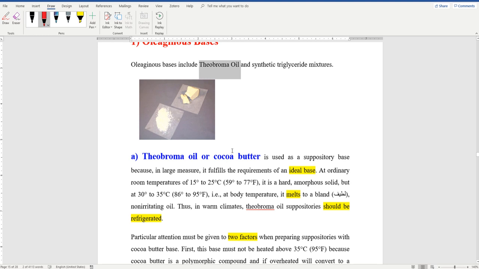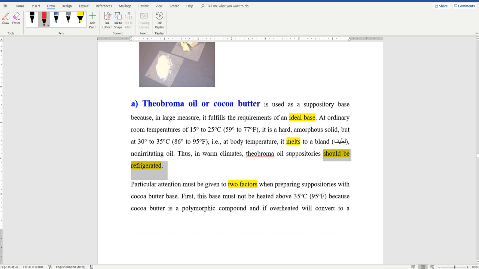For example, it is solid at temperatures between 15 to 25, but when the temperature gets to between 30 to 35 degrees Celsius or above, such as in the body, then it melts, and it's a bland, non-irritating oil. We are living in a warm or hot climate, and at 30 and above it melts. That's why in such climate you should refrigerate the suppository if it is made of cacao butter.